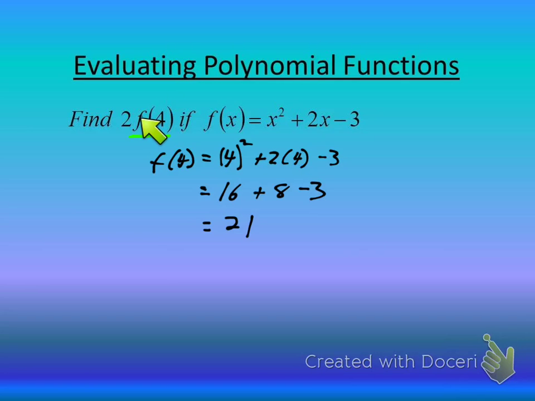Now, that's f of 4. How many of those do you need? 2 of them. Right here between the 2 and the f of 4, that's multiplication. So you have to multiply 21 by 2 to give you a final answer of 42.